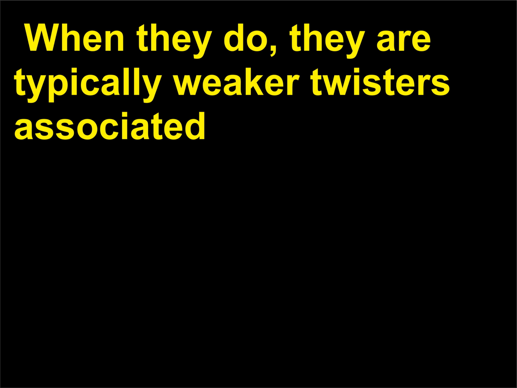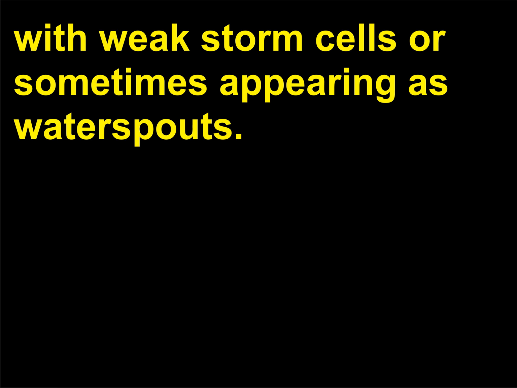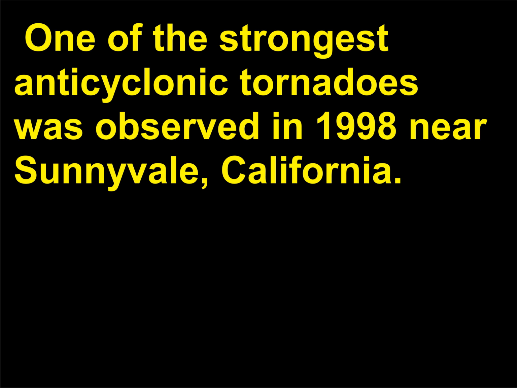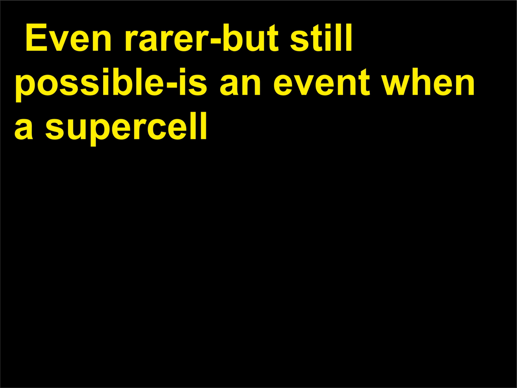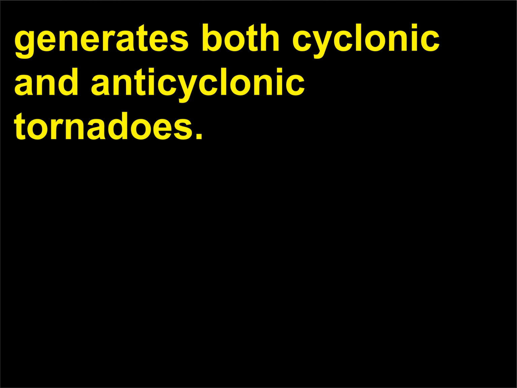When they do, they are typically weaker twisters associated with weak storm cells or sometimes appearing as waterspouts. One of the strongest anticyclonic tornadoes was observed in 1998 near Sunnyvale, California. Even rarer but still possible is an event when a supercell generates both cyclonic and anticyclonic tornadoes.